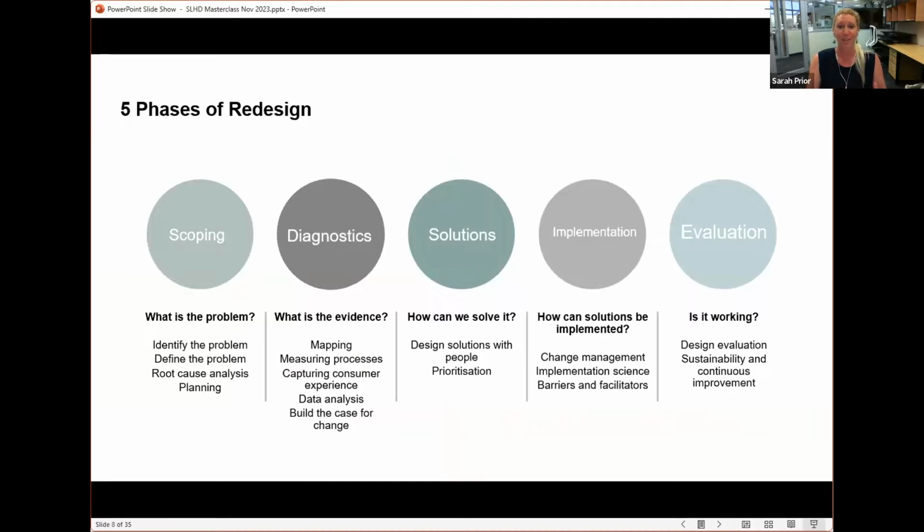So I'm sure if I asked you to think about a problem that you might currently have in your work area, you might be able to come up with something or a few things. But it's important to remember that we are looking at problems, so not solutions. That comes a little bit further down the line. So when you've defined your problem, it's easier to explore root causes and to engage with people who are involved in that problem. The diagnostics phase is then about understanding the problem.